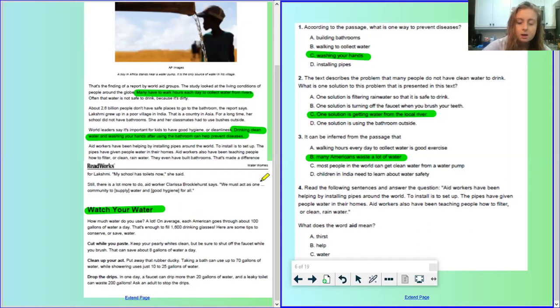Number 4, read the following sentences and answer the question. Aid workers have been helping by installing pipes around the world. To install is to set up. The pipes have given people water in their homes. Aid workers also have been teaching people how to filter or clean rainwater. What does the word aid mean? So think about it. It says aid workers have been helping. Okay, someone who gives aid helps. They're installing pipes to help people. They're teaching people how to filter, clean, or rainwater. Okay, they are helping. Aid means to help.